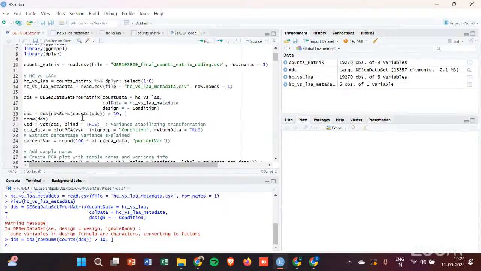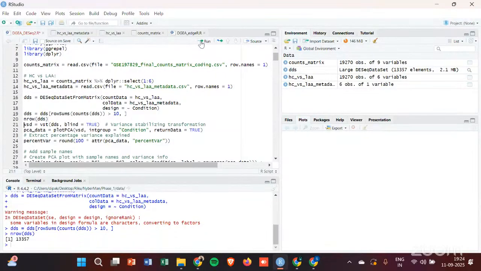Now that we have filtered out the genes which, according to us, are not as informative, we will see how many genes we are left with. To begin with, we had 19,270 genes. If I do an nrow, the number of rows in dds, I am only left with 13,357 genes. So around 6,000 genes we have decreed as not informative enough for our analysis, and this is completely acceptable.